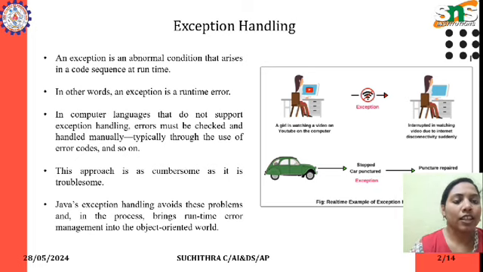We can see another example. Here a car has stopped because of a puncture. The car was stopped due to the car puncture. That is the exception. Puncture repaired. That is the exception handled. Here the repair we have done, that is called exception handled.